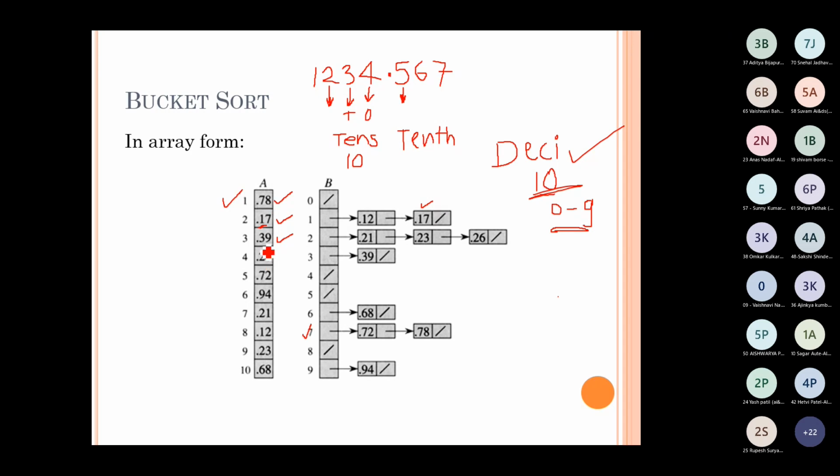Okay, then next number, 10th place of that next number is 3. Put it in the bucket number 3. Here we have kept it. Okay, next number, 10th place is 2. Put it here in the bucket number 2. Next number, 10th place is 7. Put it in the bucket number 7. Next number, 9. Put in the bucket number 9.